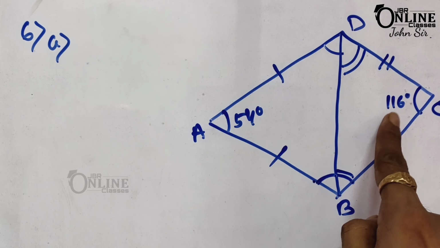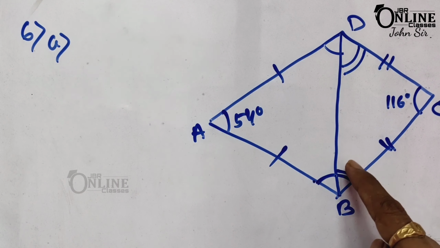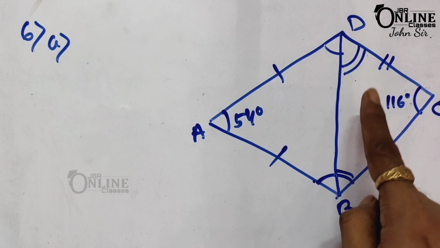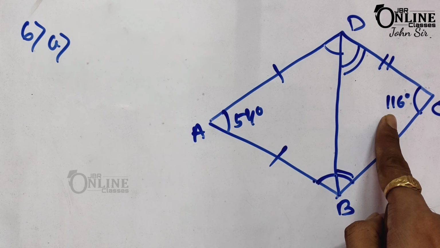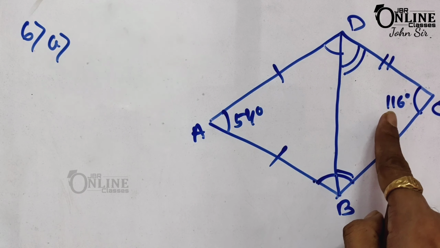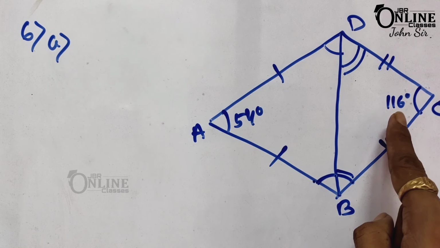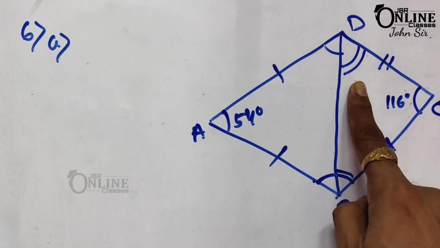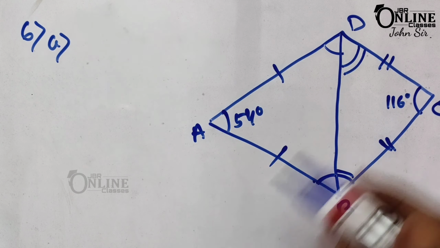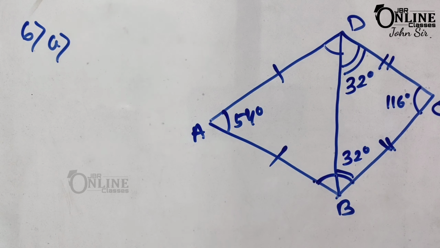Now, the upper angle equals 116 degrees, that means definitely the addition of these two angles will be 180 minus 116, and that equals 64. Okay, 180 minus 116 equals 64. Then this one equals 32 and this one also equals 32. So 32 degrees, 32 degrees. Okay, I hope it's clear.